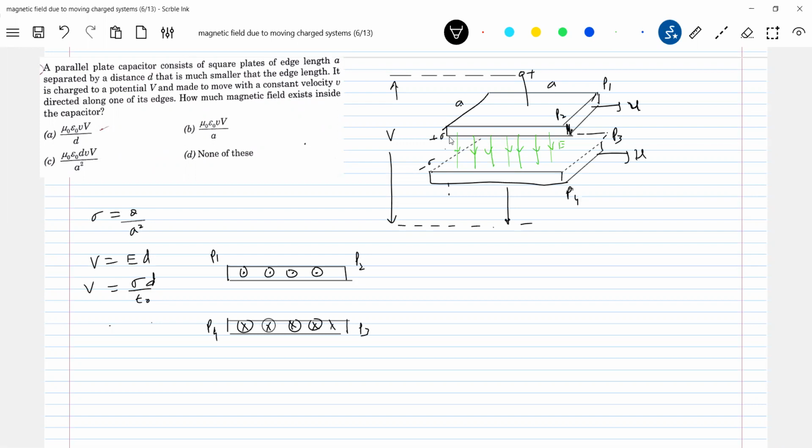This is about the current. We will assume a hypothetical positive charge moving towards left, opposite to the negative charge, and that will set up a current. So that is minus sigma here. Now what about the field strength? Due to the upper plate it should be in this direction, and due to the lower plate it should be in the downward direction.